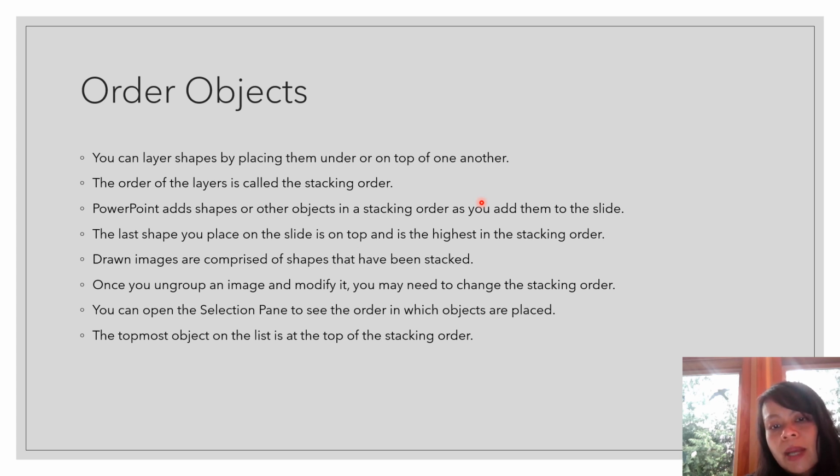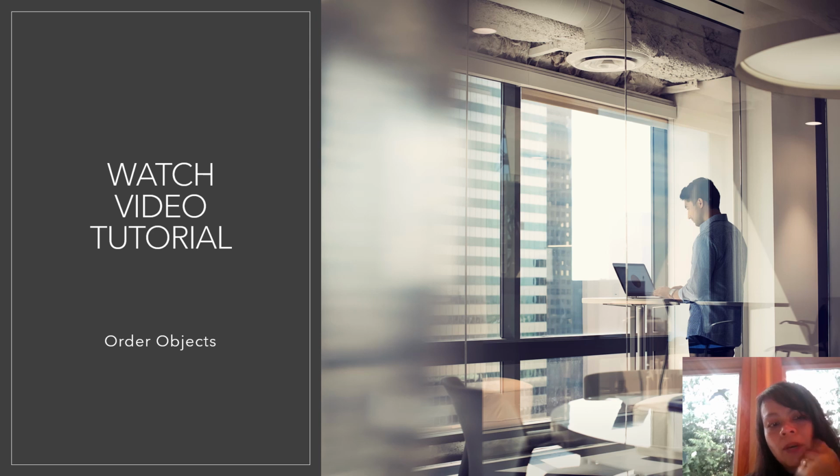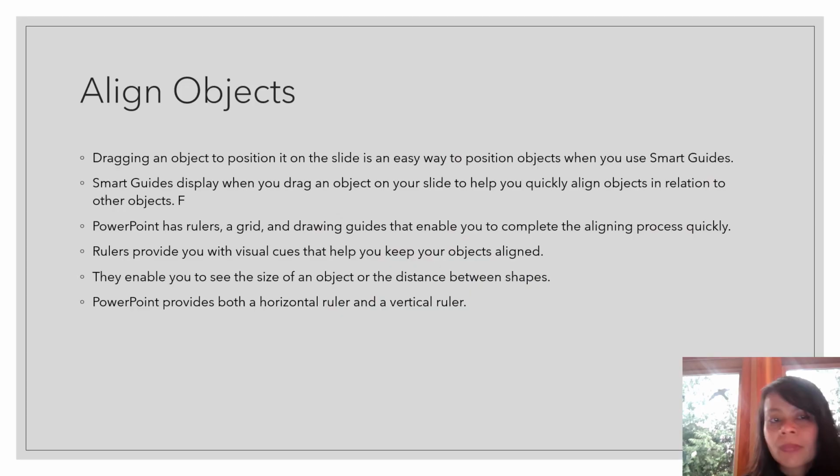Drawn shapes are comprised of shapes that have been stacked and rearranged. So once you ungroup an image and modify it, you may need to change the stacking order. You can open a selection pane to see the order in which the objects have been placed. Remember that the topmost in the stacking order is at the very top. Okay? So now please watch the video tutorial on the order of objects. And when you're done, please come back to this video.